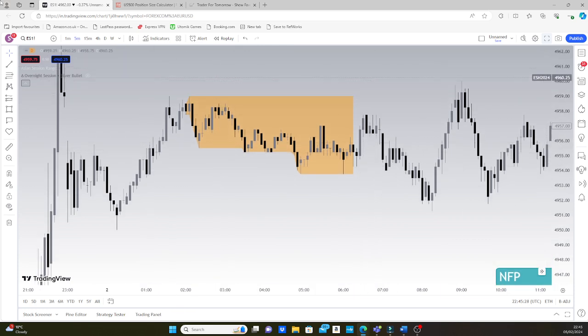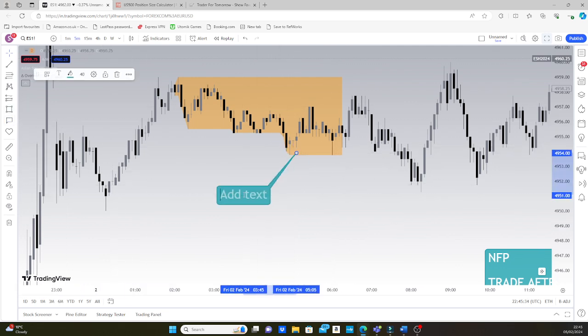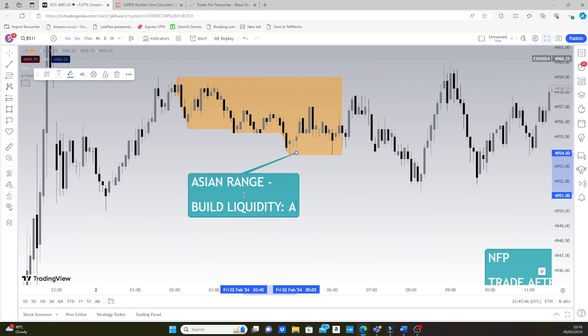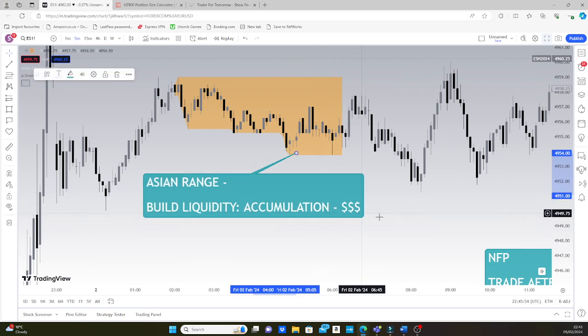Now, what does the Asian range represent? Let's discuss a few things about the Asian range. The Asian range here in orange has a few jobs. Its main job is to build liquidity, right? The Asian range builds liquidity, and hence we call it the accumulation. You can almost look at it as an accumulation of orders.